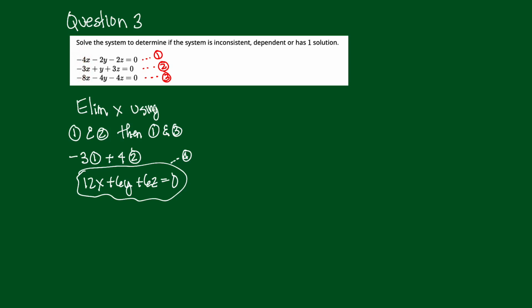All right, so the plan now is this: negative 2 times equation 1 plus equation 3. It'll look like this. Multiply everything through here by negative 2. It will be positive 8x, positive 4y, positive 4z equals 0. And then equation 3 is negative 8x minus 4y minus 4z equals 0.